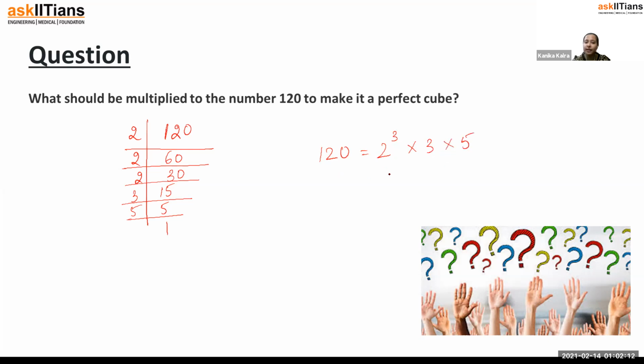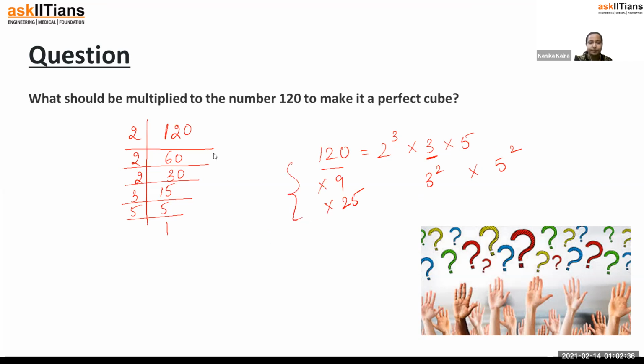So to make it a perfect cube, we need to have 3 square and 5 square as well. That is why then only you can have a number which is a perfect cube. So we need to multiply 120 with 9 and 25. Whatever result you get would be a perfect cube.